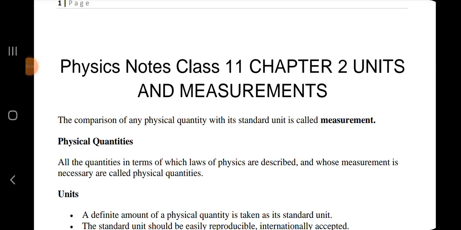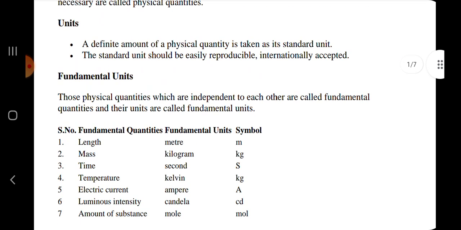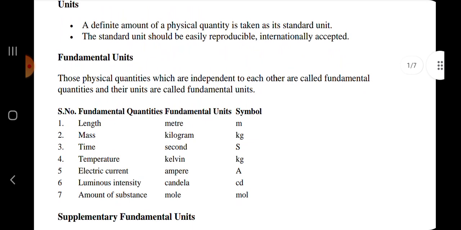In this video lecture, we will cover a new chapter of physics, that is units and measurement. The comparison of any physical quantity with its standard unit is called measurement. Physical quantities: all the quantities in terms of which laws of physics are described and whose measurement is necessary are called physical quantities. Units: a definite amount of a physical quantity is taken as its standard unit.